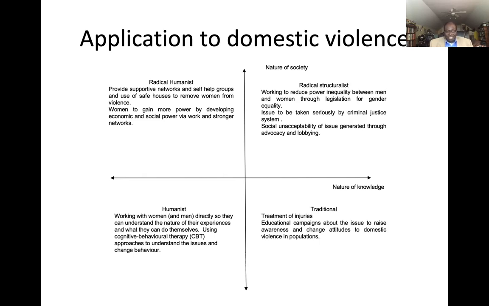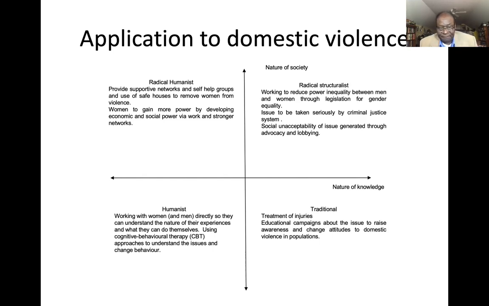And when there are issues, they should be taken seriously by the criminal justice system. Social unacceptability of issues generated through advocacy and lobbying. Because it gets to a point wherein there should be groups who can lobby and can be advocates to correct some of these inequalities.